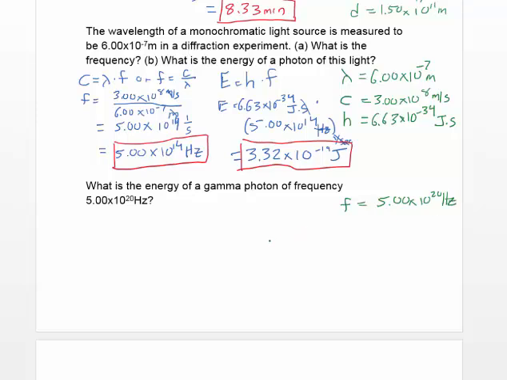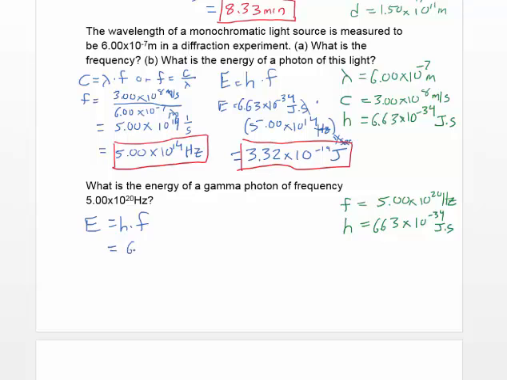And do we know anything else? Well, we're going to need one other thing, and that is Planck's constant that we used before, 6.63 times 10 to the negative 34th joule seconds. So now that we know those, let's go ahead and figure this out. We're going to use the same equation we did last time. Energy equals h times frequency.